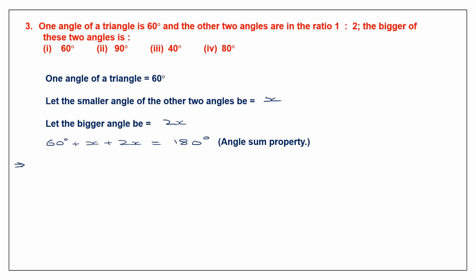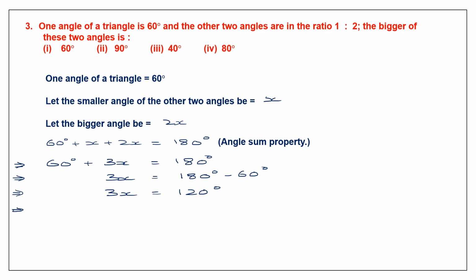Now let's simplify this. So this is 60 degrees plus x plus 2x is 3x. 3x is equal to 180 degrees. Now let's find the value of 3x. 3x is equal to 180 degrees minus 60 degrees. That is 3x is equal to 120 degrees. So now we can find the value of x. X is equal to 120 degrees divided by 3. That is 3 into 40. So x is equal to 40 degrees. This is the value of x.